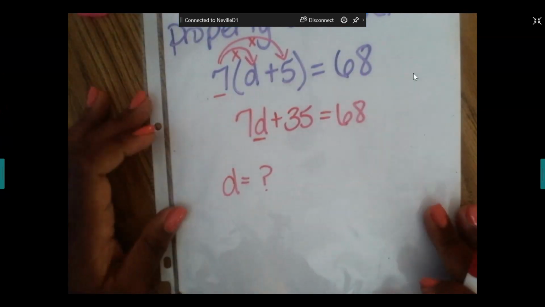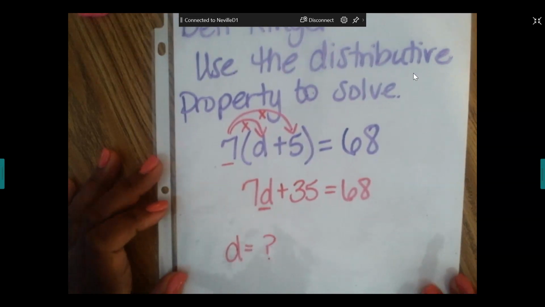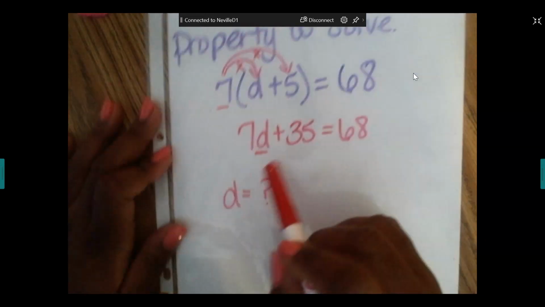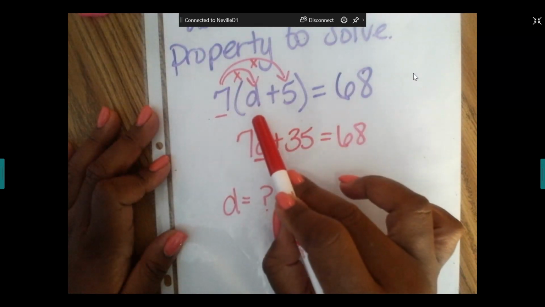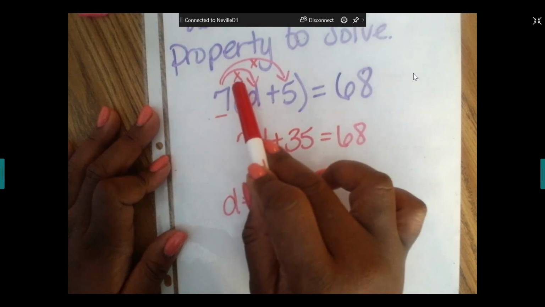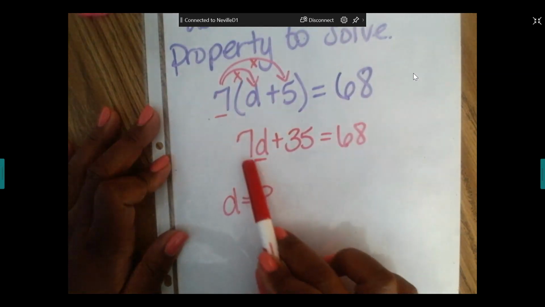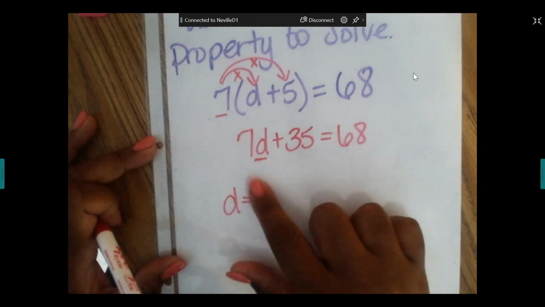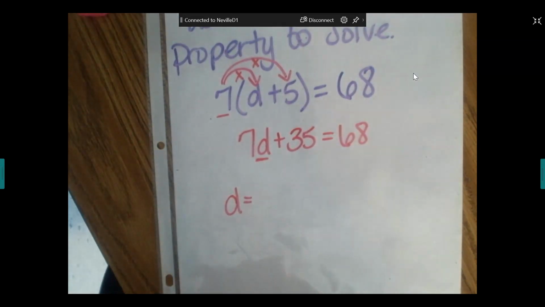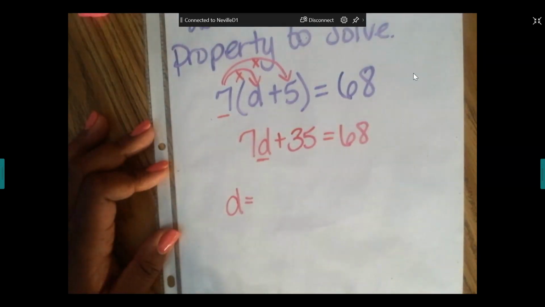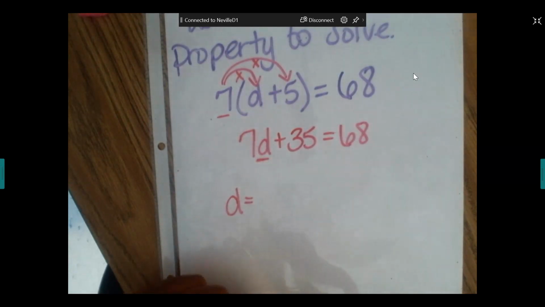All right, so with our bell ringer here, we have to use the distributive property to solve. So once I've distributed that 7 to the D and to that 5 by multiplication, this is what I should have there. 7D plus 35 equals 68. So now we need to solve for D. We need to find out what number D is representing.